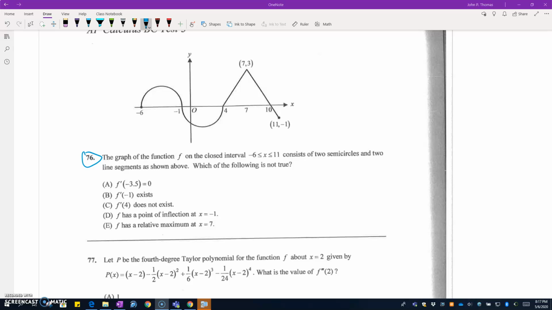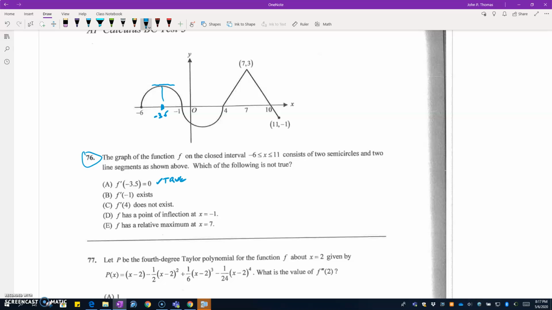So the first one says f prime, so we're looking at a graph of f, so it's really saying the slope of the tangent line at -3.5 is 0. Alright, so -3.5 would be somewhere between -1 and -6. So there is some potential for that being true. I'm going to go ahead and keep looking and see if we can find for sure. Alright, it did tell us that was a semicircle, so if we go in between here, that middle point will be at -3.5. So I'm confident that one's true.